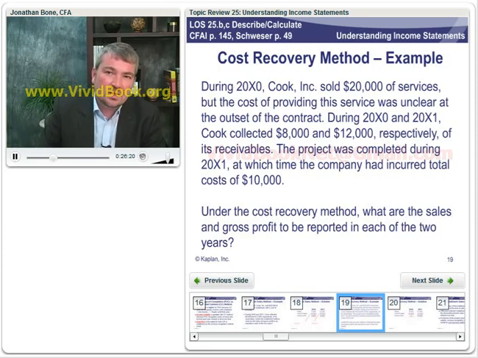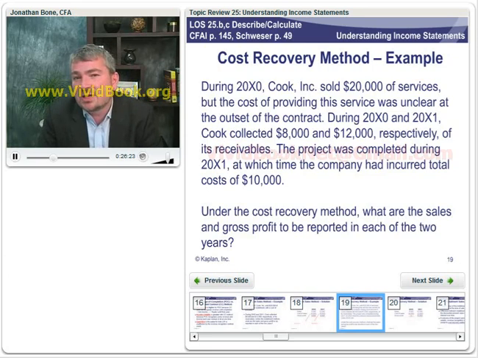Let's have a look at the cost recovery method. It's going to be essentially exactly the same in terms of the total profit recognized. It's just that the timings are going to differ. So notice this time Cook Incorporated has sold $20,000 of services, but they did not know what the cost of producing those services were at the outset of the contract. So remember, for cost recovery to be in play, you've got two sources of uncertainty. In other words, whether the customer will pay you and the total cost of providing the good or service. With installment sales, there's only one source of uncertainty, whether the customer will pay when their installments are due.